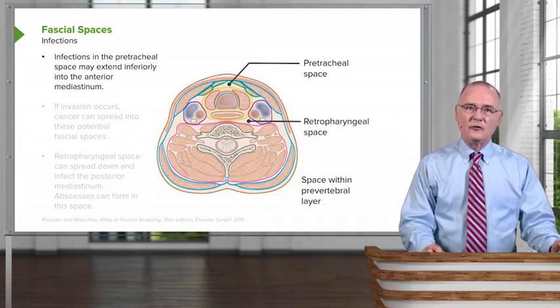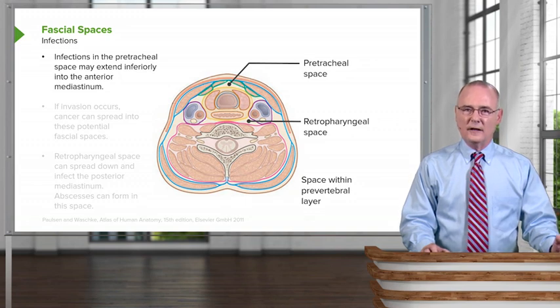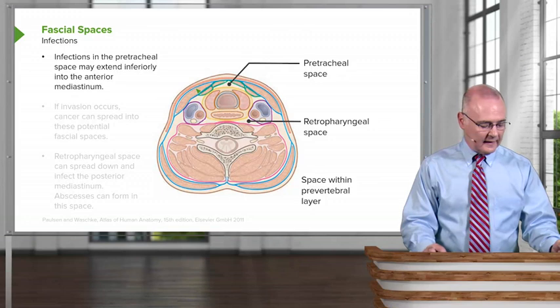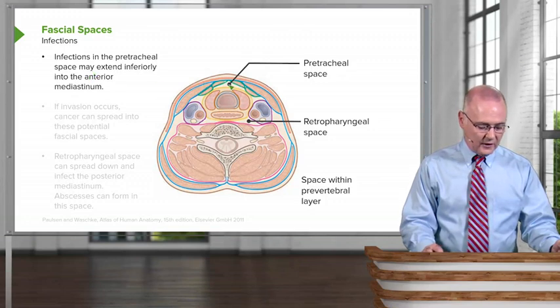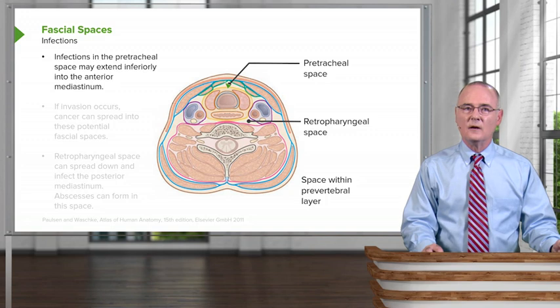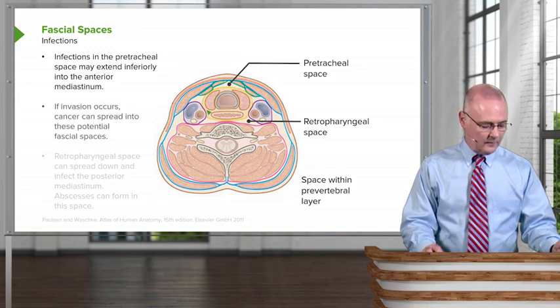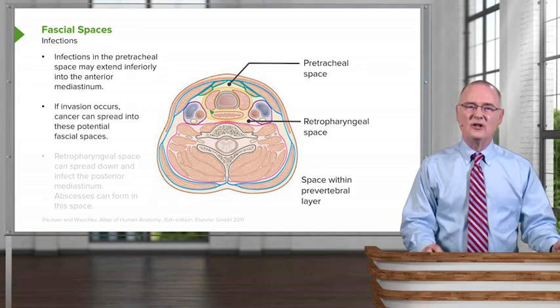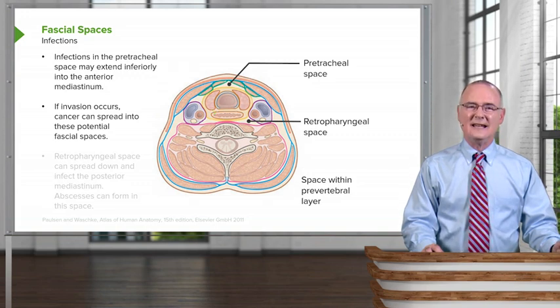Why are these fascial spaces important? Well, one area of clinical correlation or relevance here is that infections, and we'll use the pretracheal space right in through here, may extend inferiorly and reach the anterior mediastinum. A second clinical consideration is if invasion occurs, that is, invasion of a cancer, the cancer can spread into any one of these three potential fascial spaces.